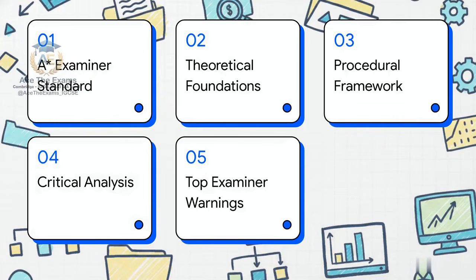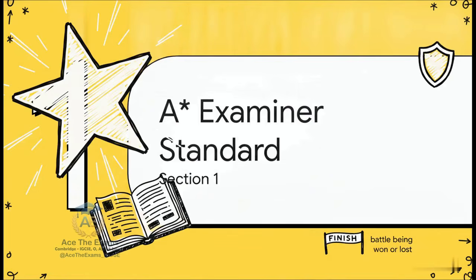Here's our roadmap for the explainer. We'll start with the A-star examiner standard, move into theoretical foundations, break down the procedural framework, run a critical analysis workshop, and then finish up with the top examiner warnings. And just so you know, every single strategy here comes straight from the Cambridge Principal Examiner reports. So, Section 1, the A-star examiner standard.